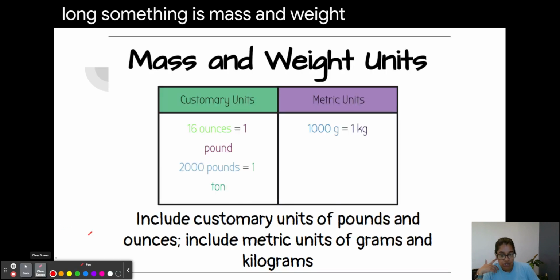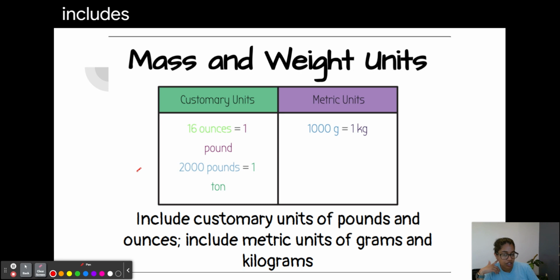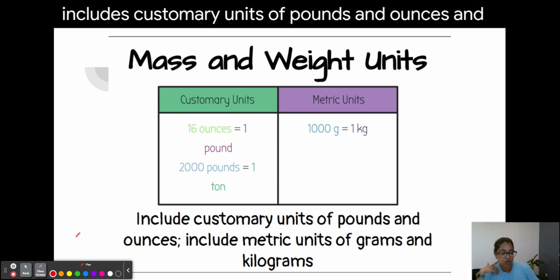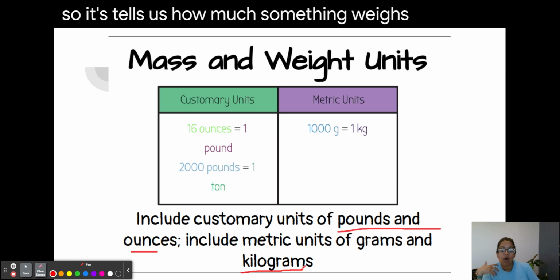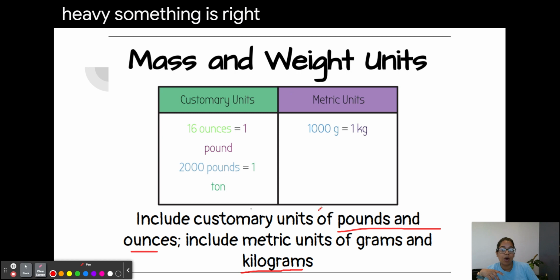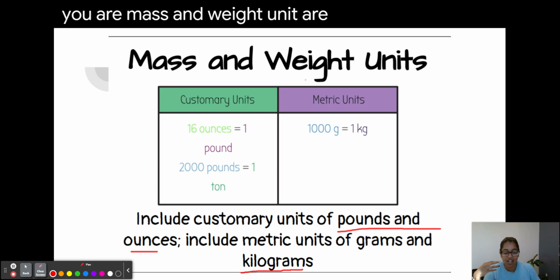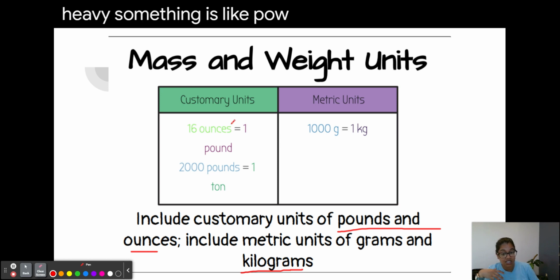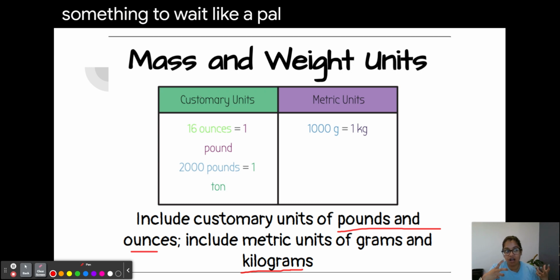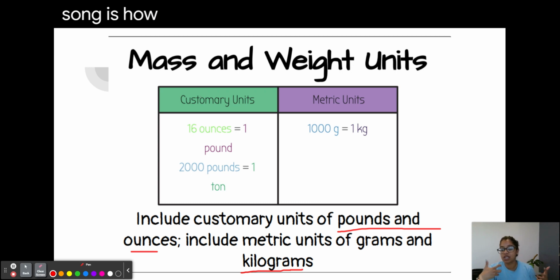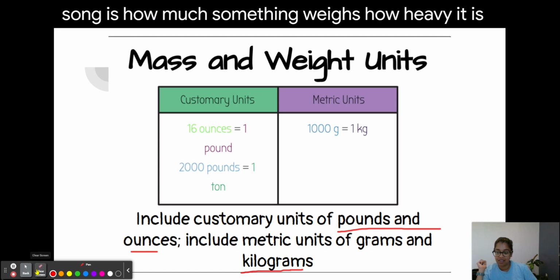Mass and weight units. This includes customary units of pounds and ounces and includes metric units of grams and kilograms. It tells us how much something weighs, how heavy something is, right? Those are what mass and weight units are. They tell us how heavy something is, like pounds. It tells us how much we weigh. Or if we're measuring something's weight, like a pound of sugar, that's telling us how much something weighs, how heavy it is.